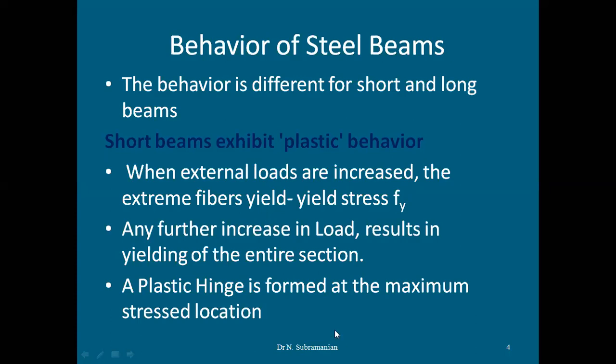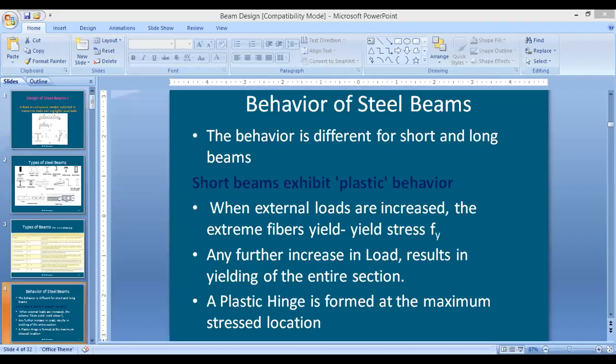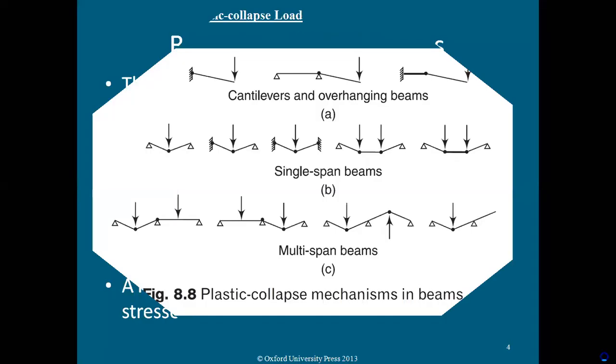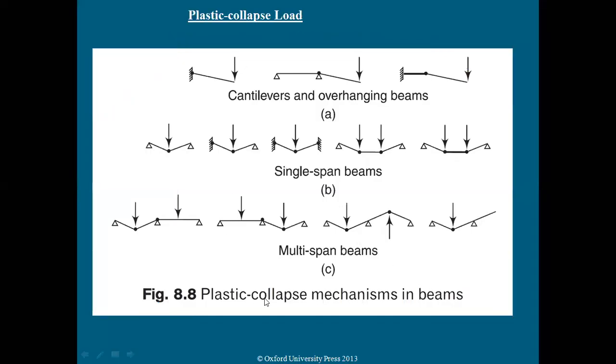See, what do I mean by that? Let me show you a plastic hinge picture. So sorry guys, here itself. Yeah. So these are the examples of plastic collapse mechanism in beams. See, you can see the cantilever and overhang beams, where the plastic hinges are supposed to form.